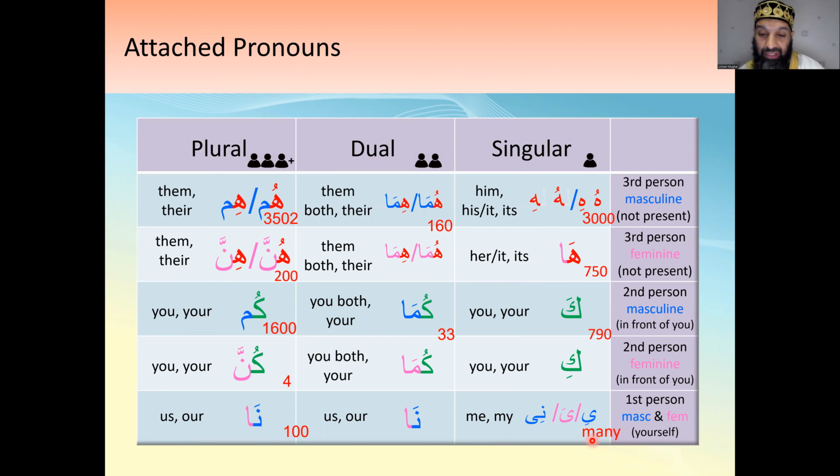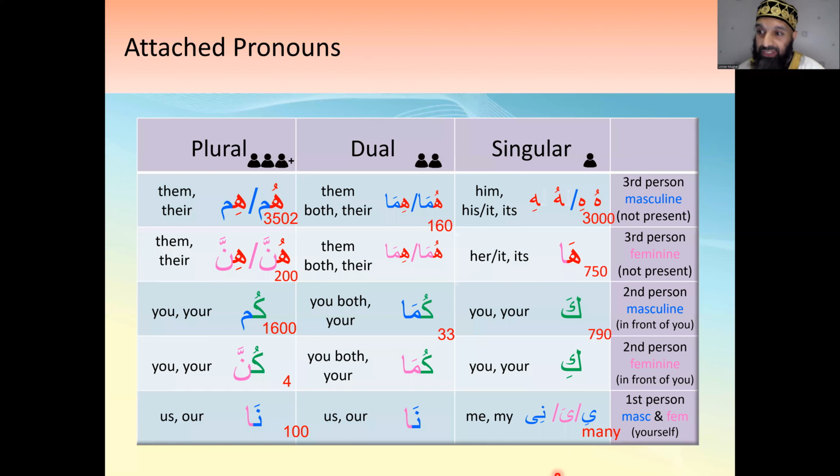For me, what is it? The formula is a ya at the end. So Rabbi. Rabbi means my Lord. Kitabi, my book. Baiti, my house. Masjidi, my masjid. Qalami, my pen. Imami, my imam. Akhi, my brother. Ukhti, my sister. These are the formulas. These are the tables. This is the structure. This is the sarf template.